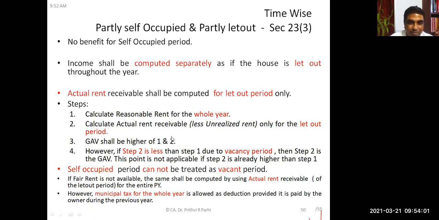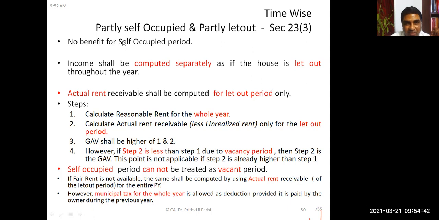Gross annual value will be the higher of 1 or 2. But as you know, if step 2 is less, that is, actual rent is less due to vacancy period, then step 2, that is actual rent, shall be treated as the gross annual value. You already know this concept. Self-occupied period cannot be treated as a vacant period. If fair rent is not available, the same shall be computed by using actual rent received or receivable.